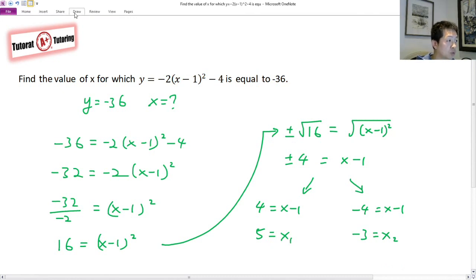So actually I have two sets of points, right? My first point would be (5, minus 36), and then I will have (minus 3, minus 36). So these are the two sets of points.